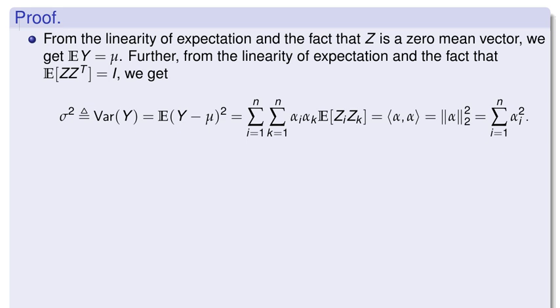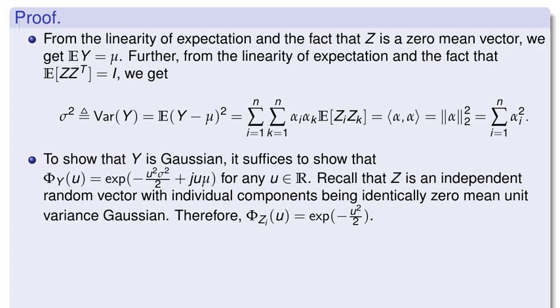Because the components z_i are IID standard Gaussian, the expectation of z_i z_k is 1 if i equals k and 0 otherwise. This simplifies the double summation to the sum over i of alpha_i squared, which is the squared L2 norm of alpha, or simply the inner product of alpha with itself. So the variance sigma squared is the sum of alpha_i squared.